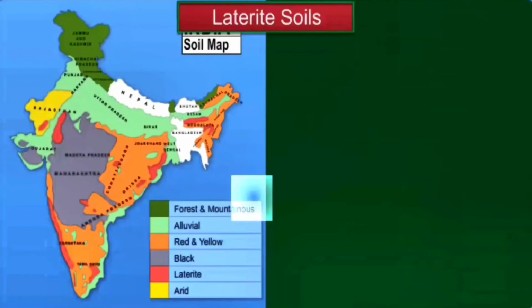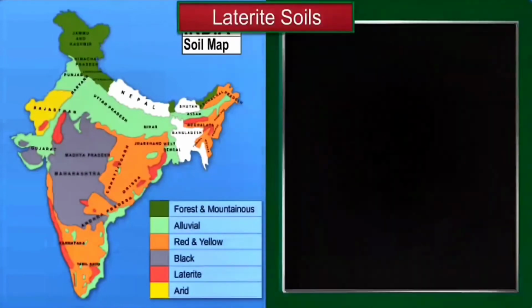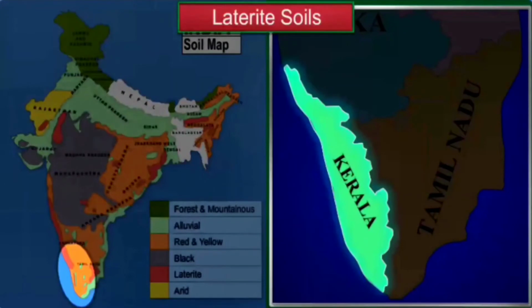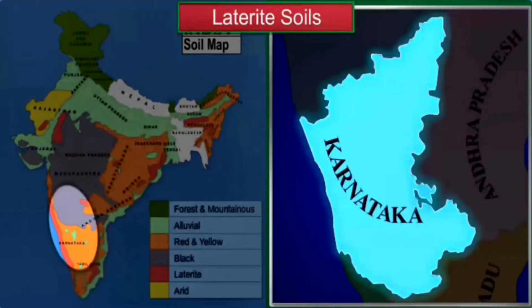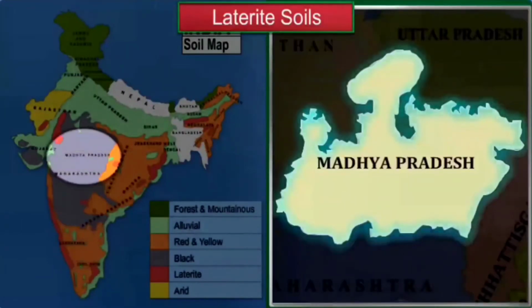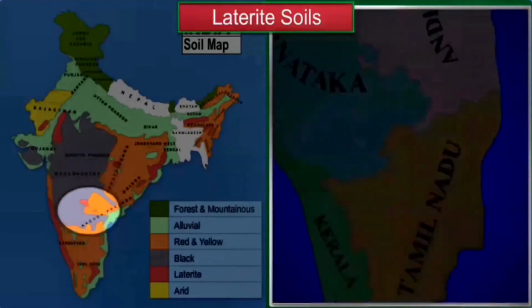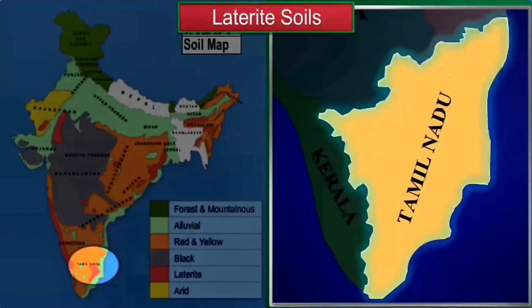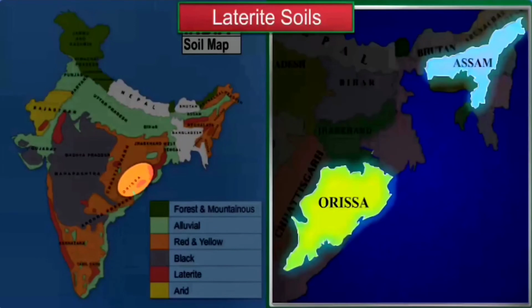Laterite soil. The name laterite is derived from the Latin word later, which means a brick. So laterite soil is usually used to make bricks. Laterite soils are found in Kerala, Karnataka, Madhya Pradesh, Tamil Nadu, Orissa, and Assam.